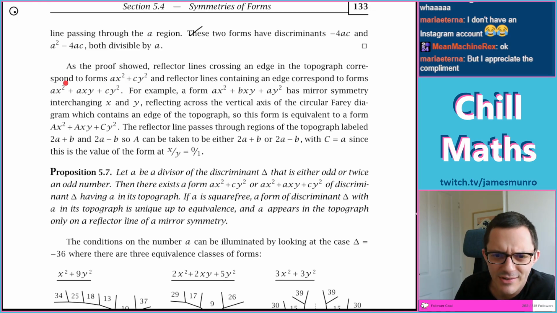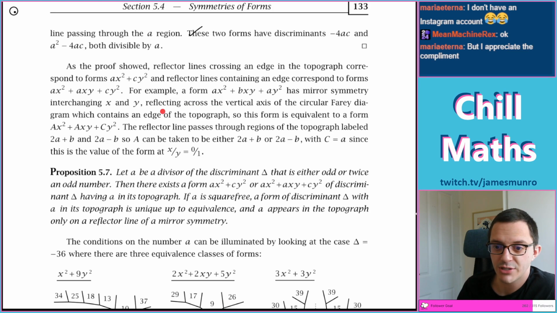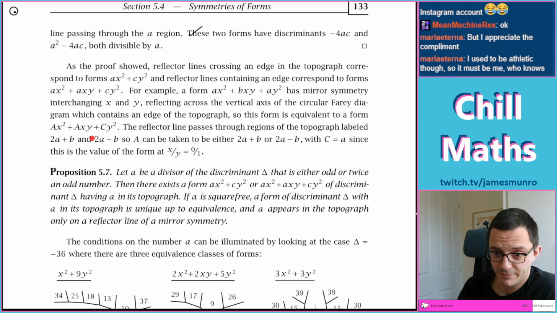Right, okay, so what's going on? This has got A and A the same, and then, for example, this has got A and B different. Exchanging X and Y. So this one's got mirror symmetry, interchanging X and Y, and therefore must be equivalent to a reflection across the vertical axis of the circular Fourier diagram, which contains an edge of the topograph. So it must be equivalent to a form like this, and passes through regions of the topograph labelled 2A plus B and 2A minus B.